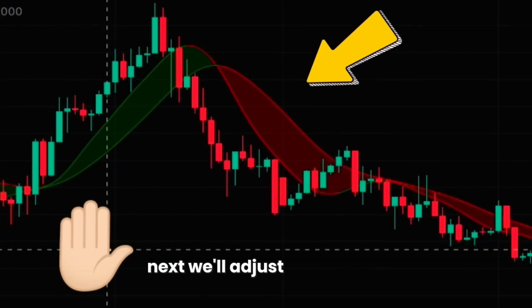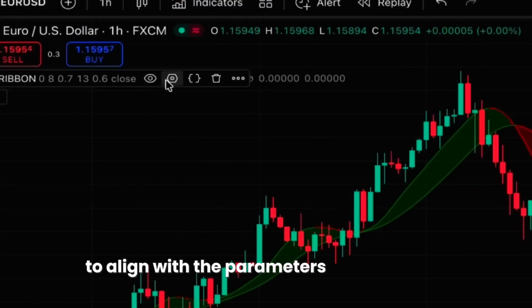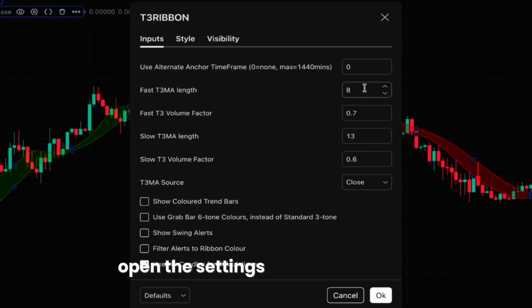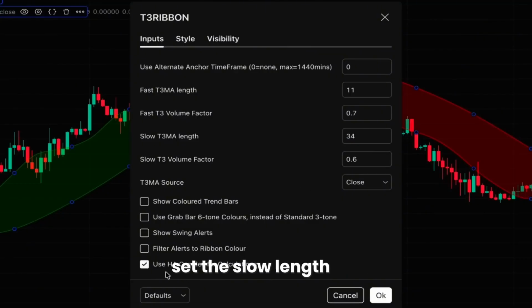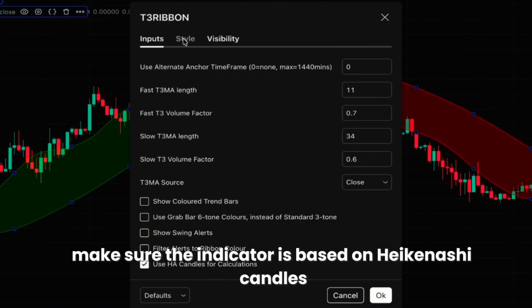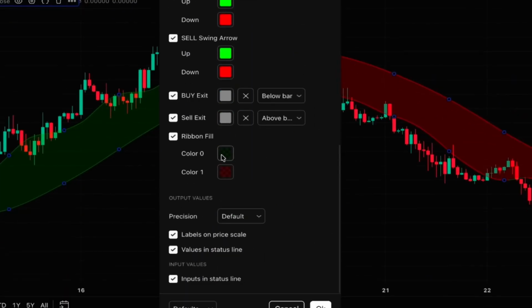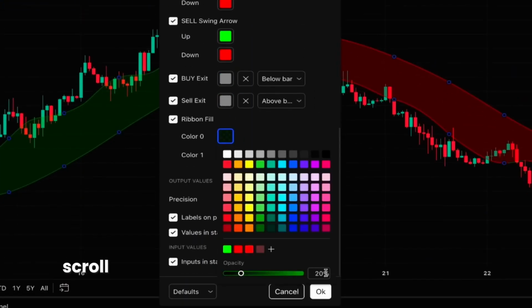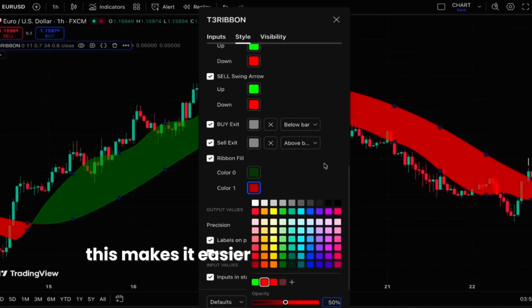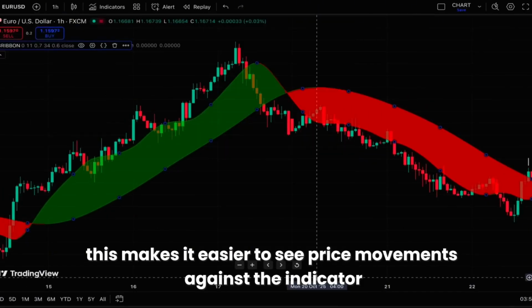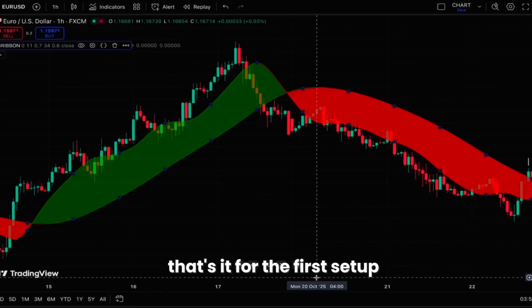Next, we'll adjust their settings to align with the parameters for our strategy. Open the settings of the T3 MA ribbon. Set the fast length to 11. Set the slow length to 34. Make sure the indicator is based on Heikin-Ashi candles for its calculations. Now go to the Style tab, scroll down, and increase the opacity of the ribbon. This makes it easier to see price movements against the indicator. That's it for the first setup.